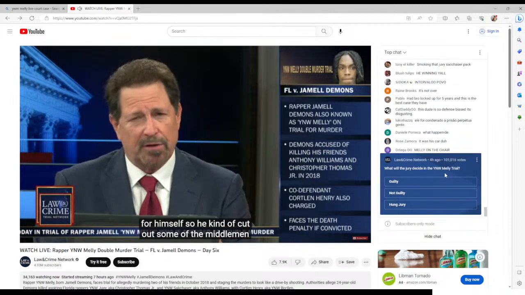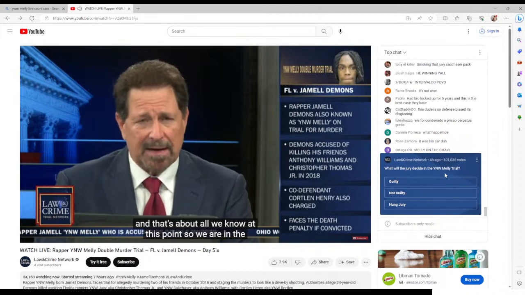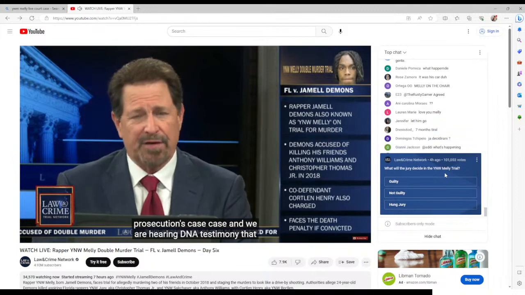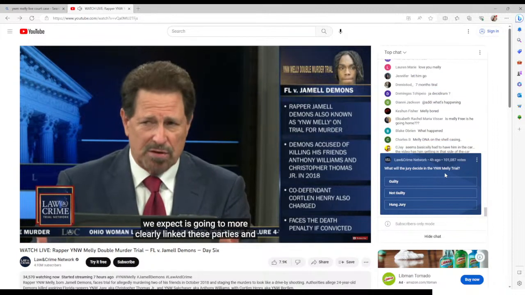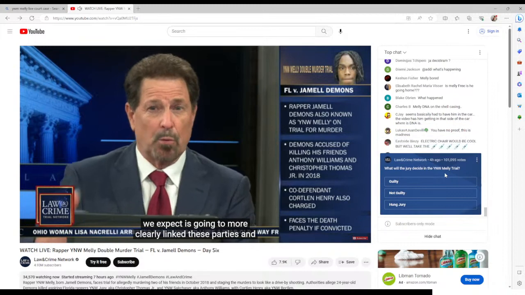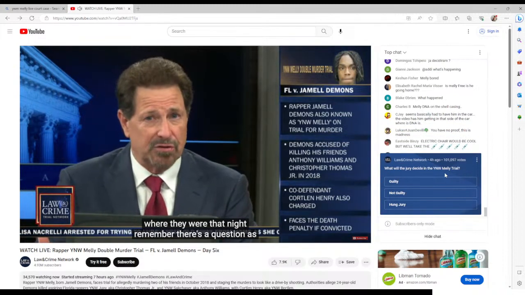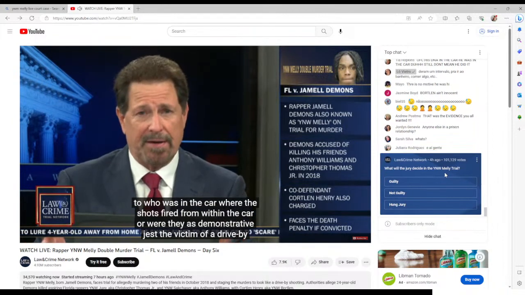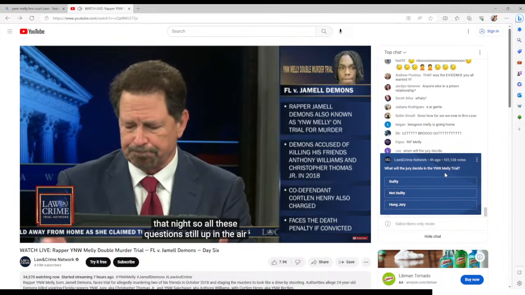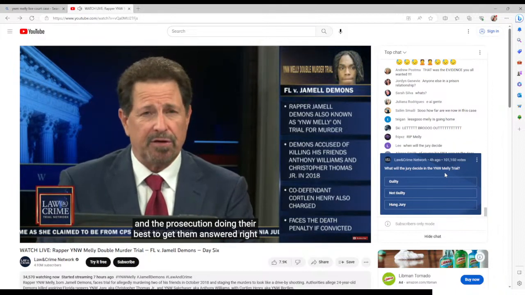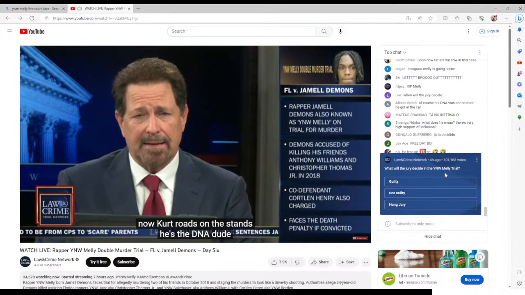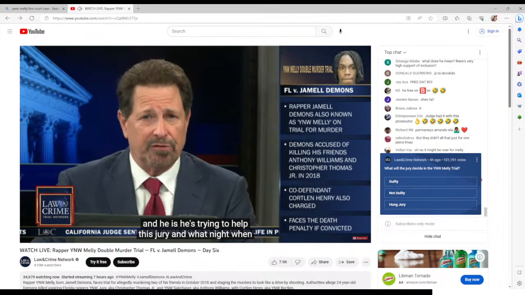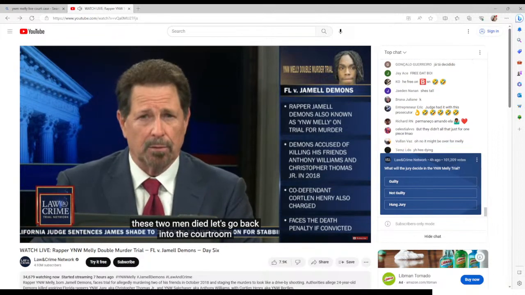So we are in the middle of the prosecution's case, and we are hearing DNA testimony that we expect is going to more clearly link these parties and where they were that night. Remember, there's a question as to who was in the car. Were the shots fired from within the car, or were they, as Demons suggests, the victim of a drive-by that night? So all these questions are still up in the air, and the prosecution is doing their best to get them answered. Right now, Kurt Rhodes is on the stand. He's the DNA dude, and he's trying to help this jury understand what happened that night when these two men died. Let's go back into the courtroom.